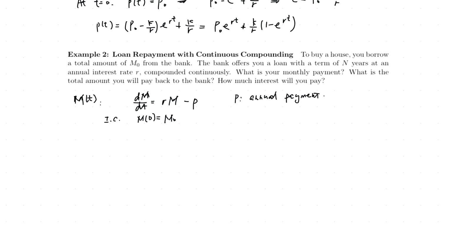Interestingly, this equation has exactly the same form as our bacteria population. So I'm not going to solve it in detail. You can do it on your own. You can figure out that the money you owe to the bank is given by this equation.